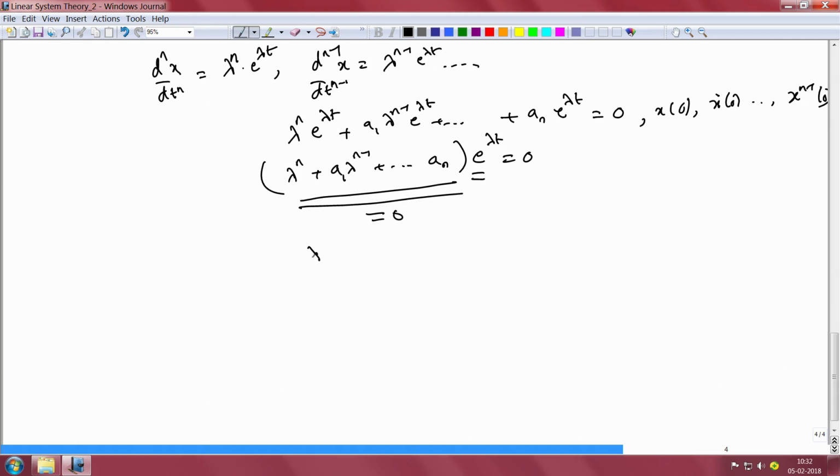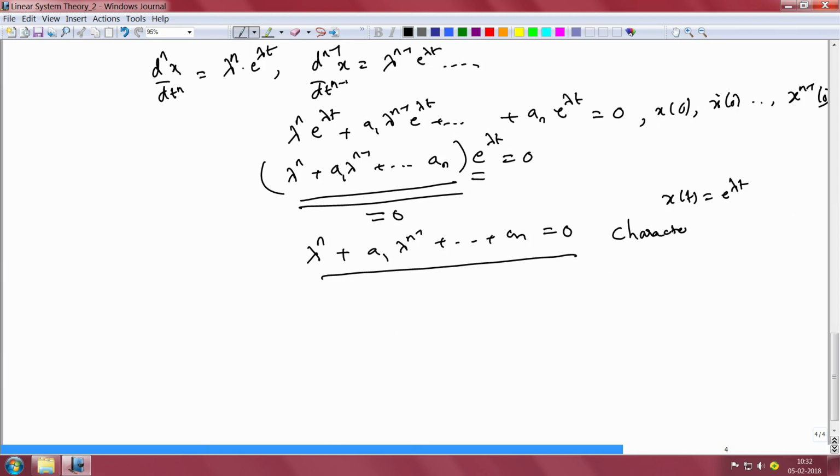So I shall write that out separately here: lambda n plus a1 lambda n minus 1 plus a n should be equal to 0. So if x of t equal to e power lambda t is a solution, then the lambda should in turn satisfy this particular equation, and this equation is called the characteristic equation for the particular homogeneous differential equation.